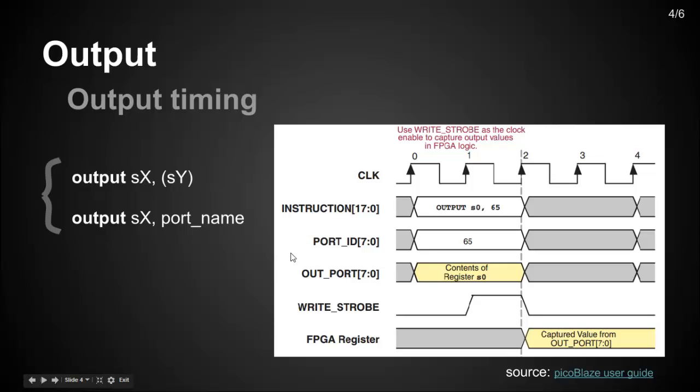So in this example, the PicoBlaze microcontroller writes the content of the register s0 on the hexadecimal port number 65, which is specified by the port ID signal. The content of the register s0 is going to appear on the out port, and once again the write strobe signal goes high on the second clock of the 2-clock cycle instructions, indicating that the data is valid. On the third clock cycle, which is number 2 here on the figure, the data is not anymore on the PicoBlaze microcontroller, and it's now on the FPGA register.